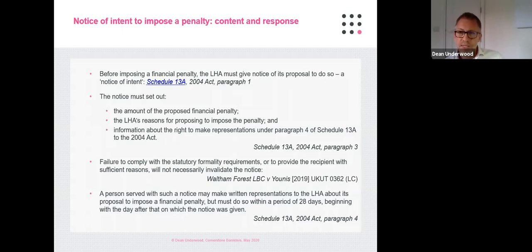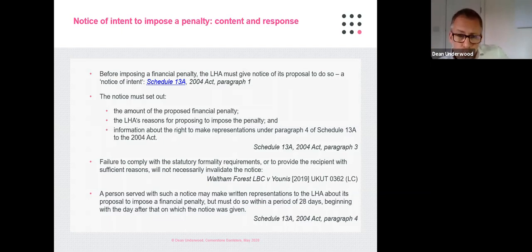And this brings me to a case of Waltham Forest and Eunice, which was taken to the Upper Tribunal by Waltham Forest, instructing my chambers, in inverted commas, dad, no known relation, Ashley Underwood QC. And I'll take you through the decision to which the Upper Tribunal came in a moment.